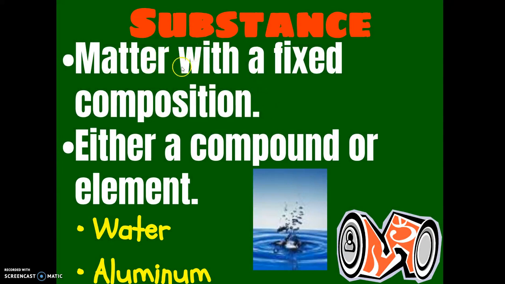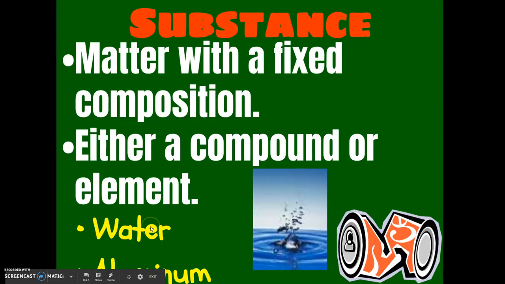A substance is matter with a fixed composition. That means it doesn't change under normal circumstances. So it can either be a compound or an element. An element is going to be the elements on the periodic table, which we'll learn about. A compound is a combination of elements. And so two examples are water and aluminum.